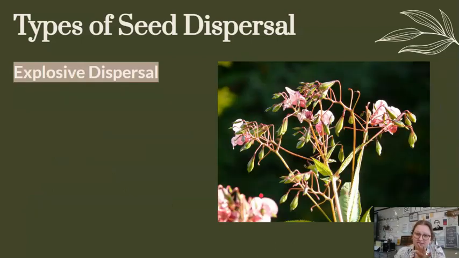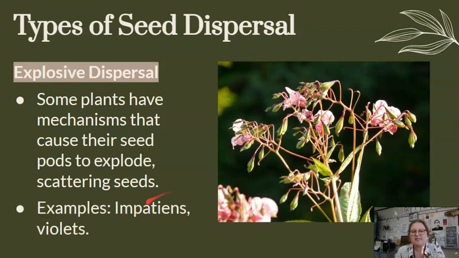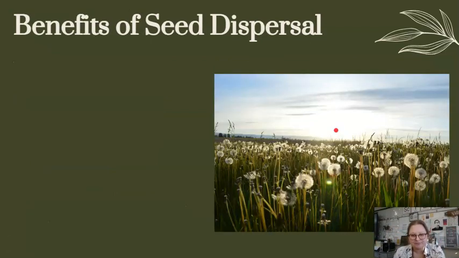All right, and last but certainly not least is explosive dispersal. So some plants have a mechanism that causes their seed pods to explode, which kind of scatters the seeds everywhere. Examples are impatiens and then violets. So these guys actually pop open and the seeds go everywhere.